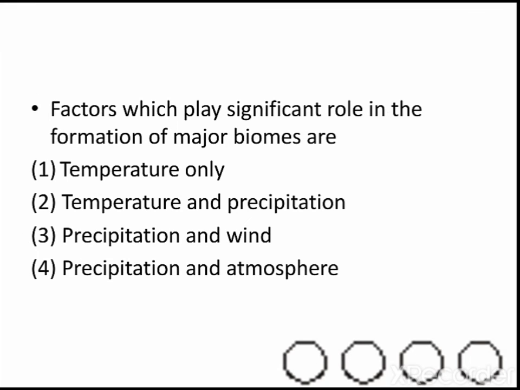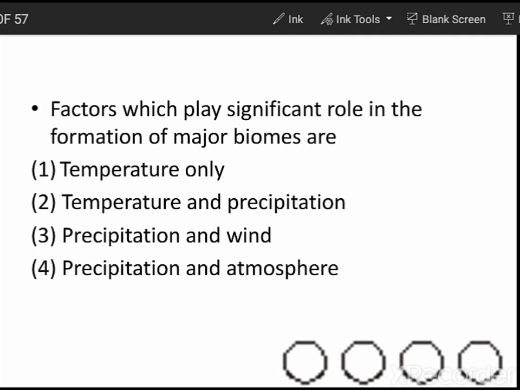Moving to the fourth question, factors which play significant role in the formation of major biomes are. We have studied about the factors which are responsible for the formation of landscapes, where we have discussed about the tilting of the earth and also about the revolution that resulted in the annual variation in the temperature, and then we have discussed about the annual variation of precipitation. So both temperature and precipitation together is important for the formation of major biomes. So the answer for this question should be option number 2.